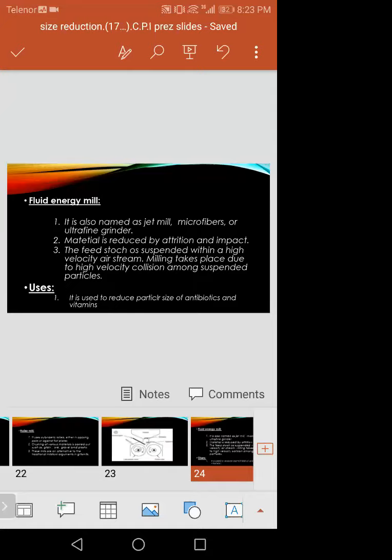Next and last is the fluid energy mill. It is also named the jet mill, microfibers, or ultrafine grinder. Material is reduced by attrition and impact here. The feed is suspended within a high velocity airstream, and the milling takes place due to the higher velocity collision among the suspended particles.